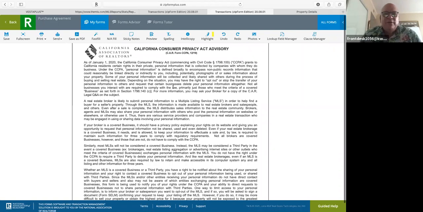Well, it says right here, it grants California residents certain rights in their private personal information that's collected by companies with whom they do business. Personal information is defined to broadly encompass non-public records information that could reasonably be linked directly or indirectly to you, including potentially photographs or sales information about your property. Some of your personal information will be collected and likely shared with others during the process of buying and selling real estate. Depending on the situation, you may have the right to opt out or to stop the transfer of your personal information to others and request that certain businesses delete your personal information altogether. Not all businesses you interact with are required to comply with the law, primarily just those who meet the criteria covered under Section 1798, etc.